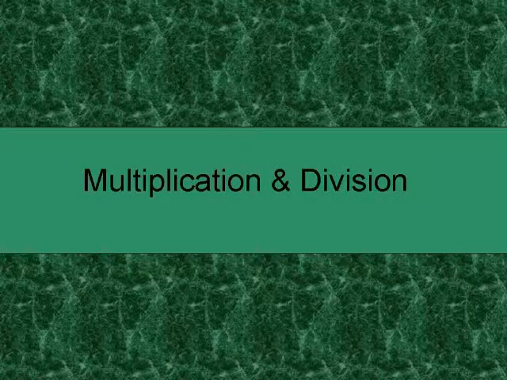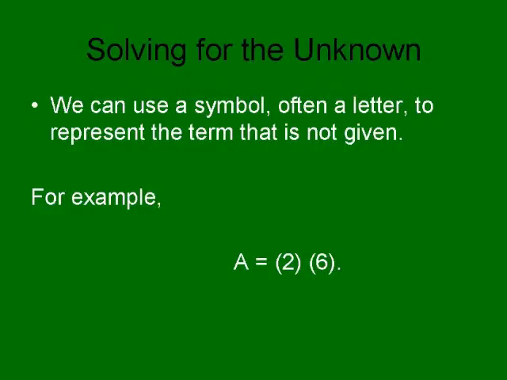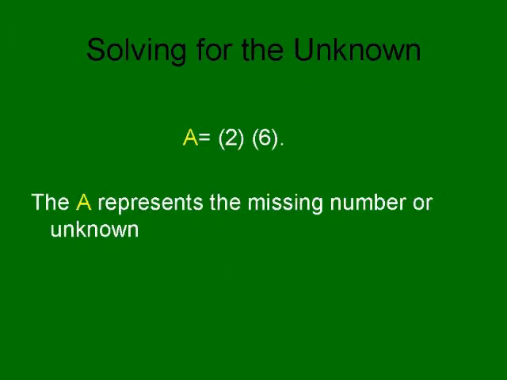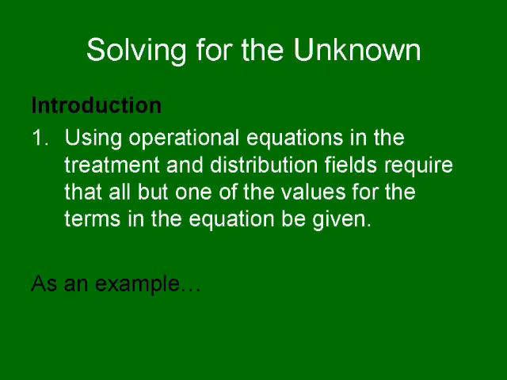Multiplication and division. We can use a symbol, often a letter, to represent the term that is not given. For example, A can equal 2 times 6. The A represents the missing number. Using operational equations in the treatment and distribution fields requires that all but one of the values for the terms in the equation be given.